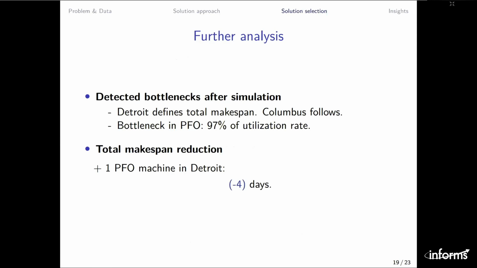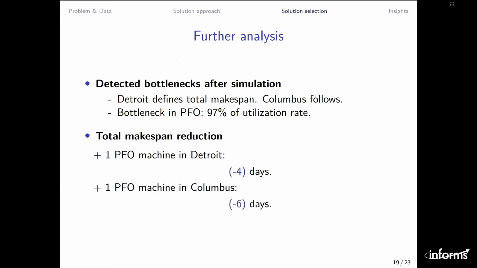In our solution, Detroit was the location that defined production makespan and was followed by Columbus. Both of them had their production bottleneck in PFO. With this information, we analyzed the impact on makespan of adding extra machines in critical processes. For instance, if we add one PFO machine in Detroit, total makespan reduces by approximately 4 days. Additionally, if we add one PFO machine in Columbus, total makespan reduces by approximately 6 days.